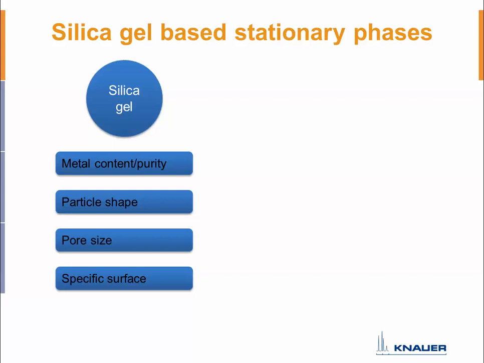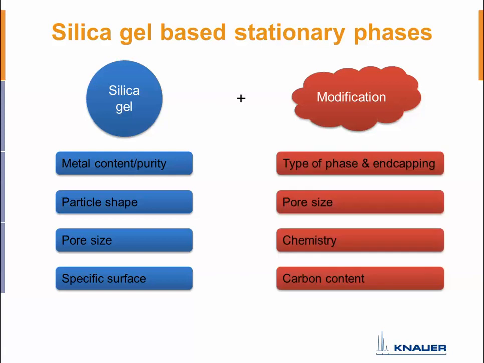But this is not everything. Most often you don't use a bare silica gel, but a modified one. So you also have to look at the modification of this silica gel. And this also has characteristics like the type of the phase, so what are you bringing on the phase, and also the style of the end capping, or if you have an end capping or not, especially in reversed phase mode. The pore size is also affected by the modification. You can imagine if you have the pore size from the bare silica gel and bring something chemically on the surface, of course pores get smaller.